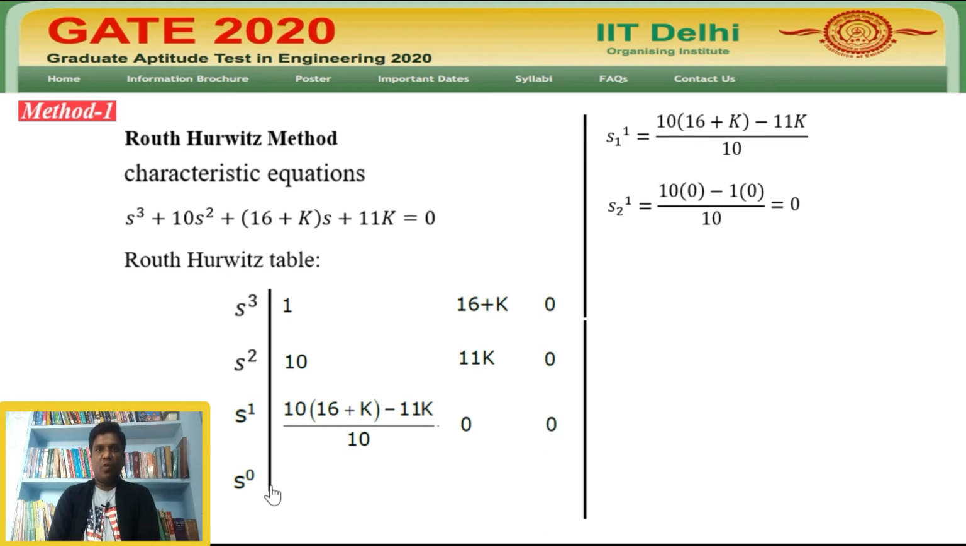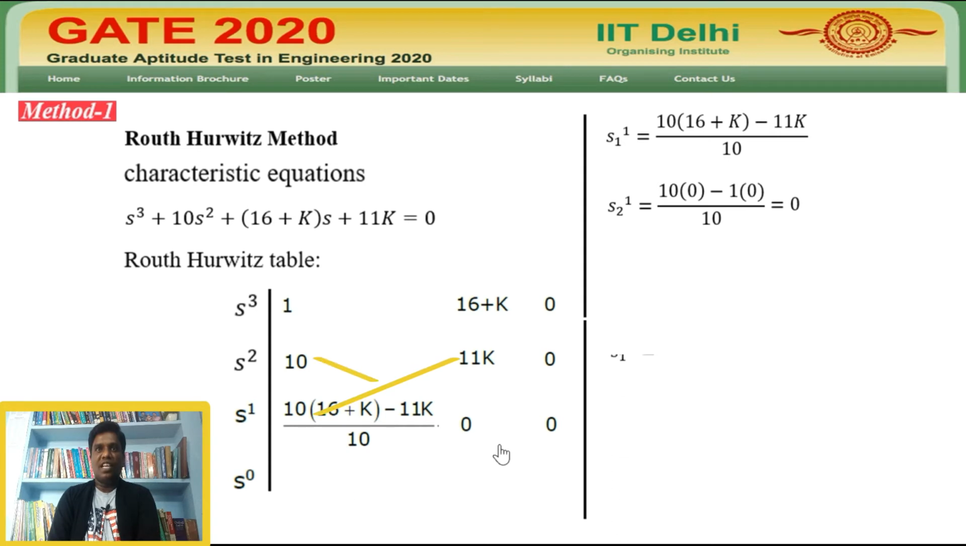Next, the final row and first position, the S power 0 row and first position, the S1 power 0, can be filled by matrix multiplication of the previous two rows' values in this manner, divided by the third row's first position, which is 10 into 16 plus k minus 11k divided by 10.